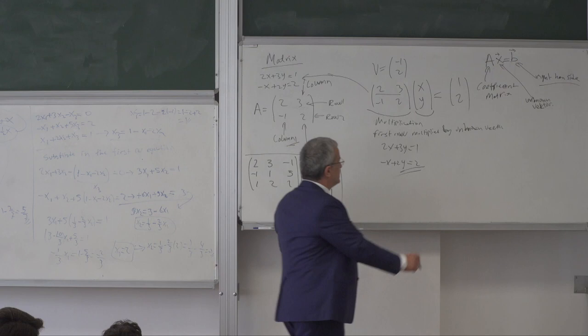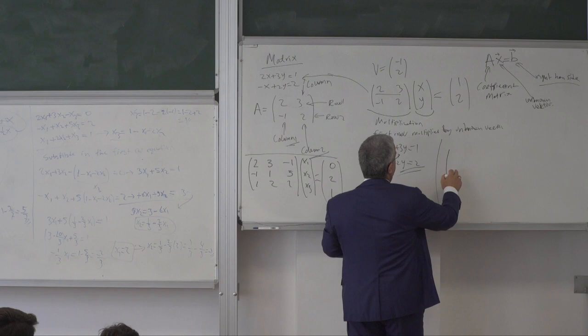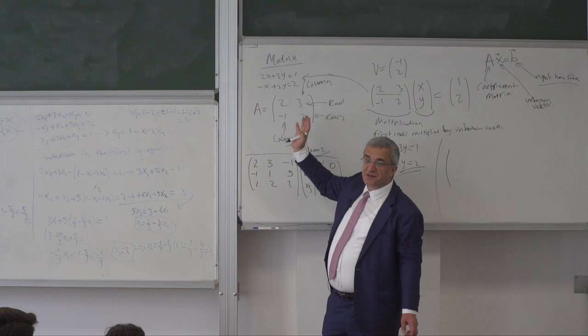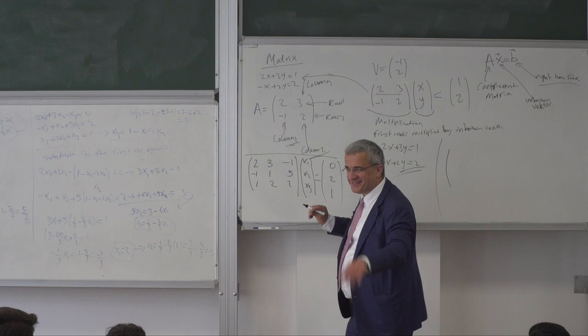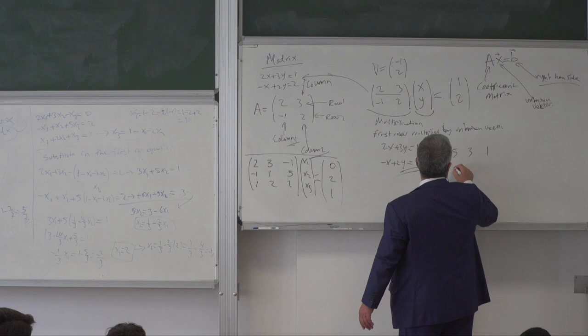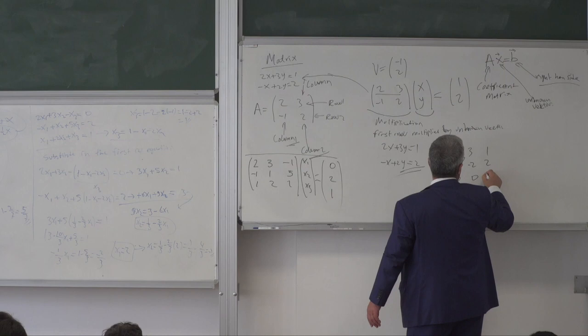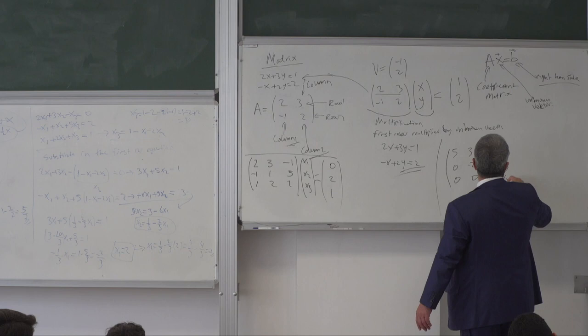The one I erased, can you please tell me what it was? Coefficient matrix. This is a 3 by 3 system I had here. Anybody noted that? Nobody took notes. Okay, good. So this is, let's say, 5, 3, 1, 0, minus 2, 2, 0, 0, 3. Times X1, X2, X3 is equal to minus 1, 1, 1.